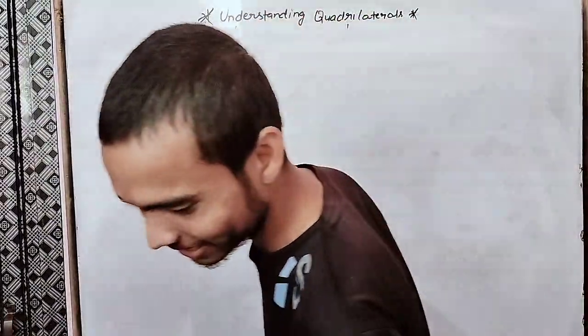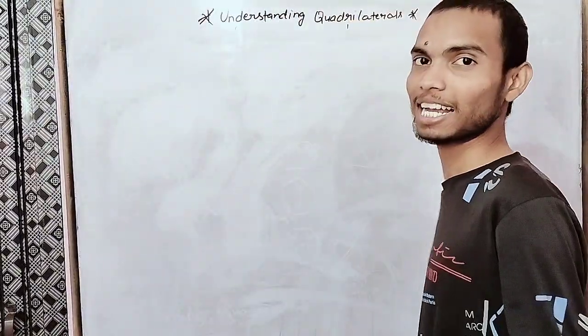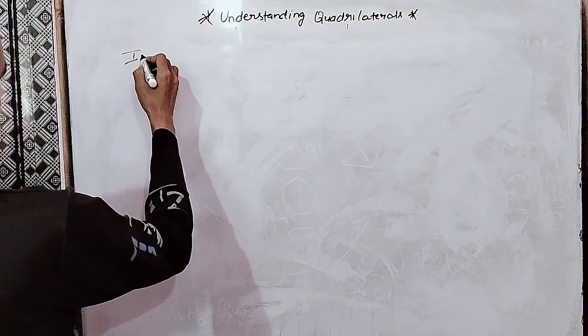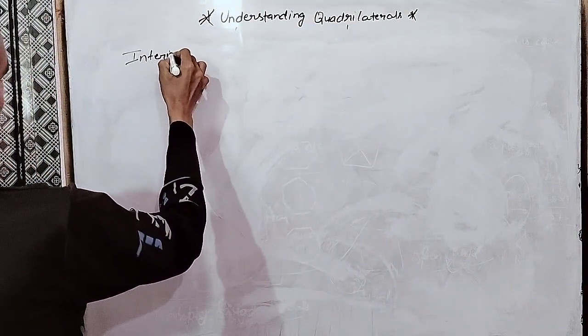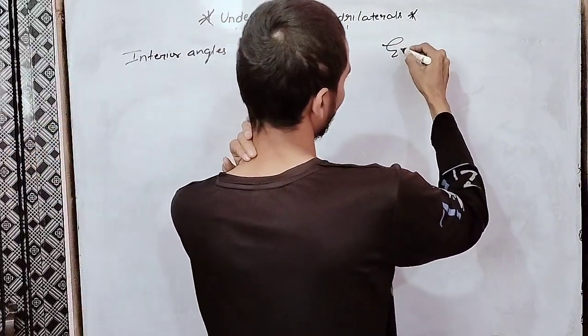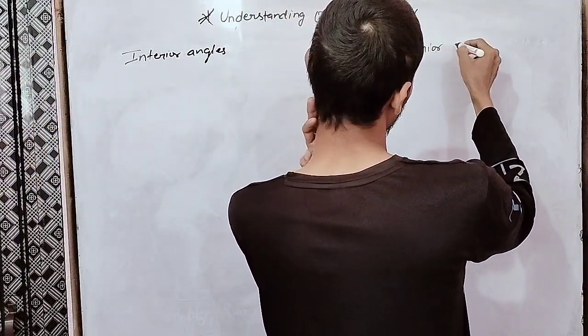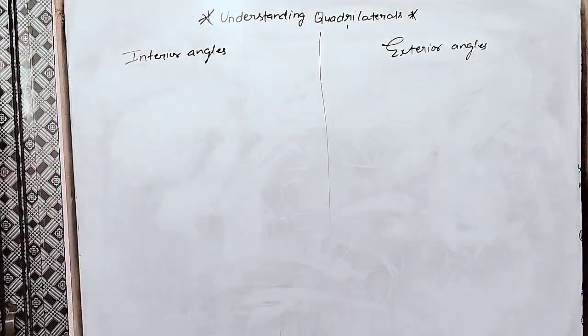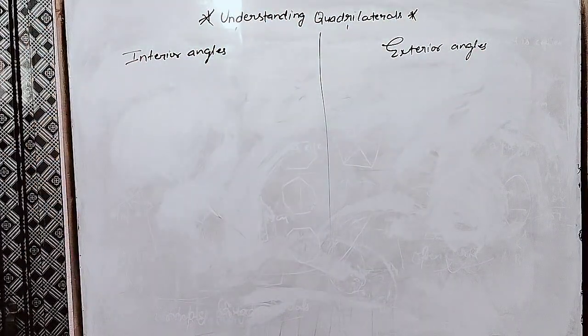Now let's try to understand interior angles and exterior angles of polygons. Interior angles, exterior angles. What is the difference between them? Interior angles and exterior angles. Meaning, the spelling of these words, interior and exterior angles.